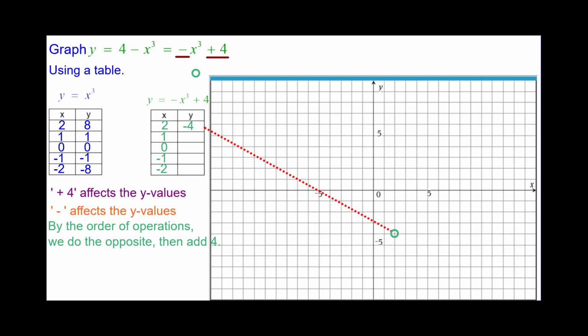Plot 2, negative 4. We're going to go ahead and ask you to finish the table and plot the points and finish the graph. Press pause and then resume when you're ready.